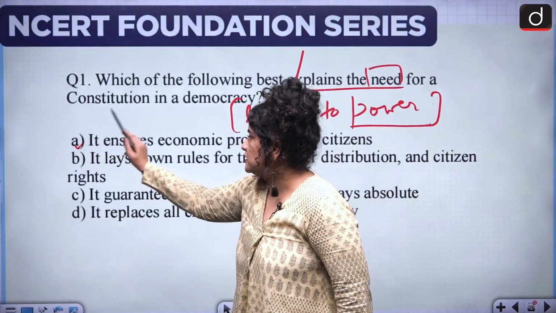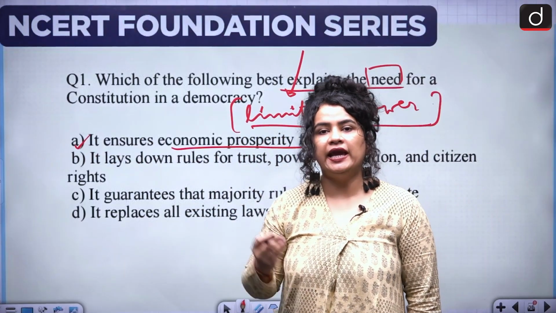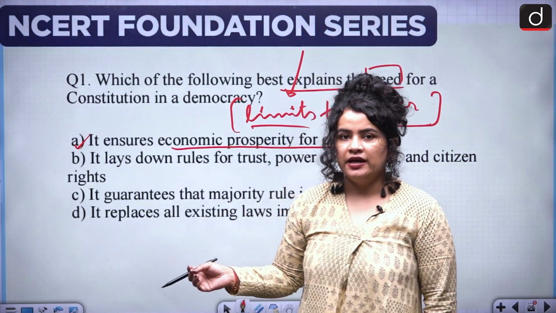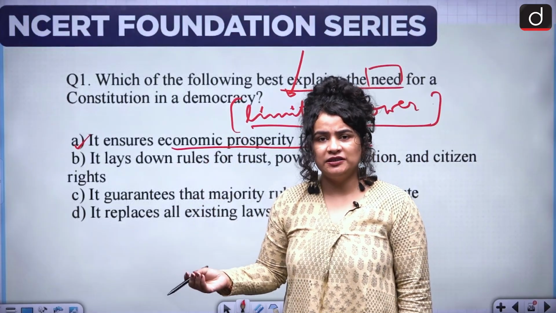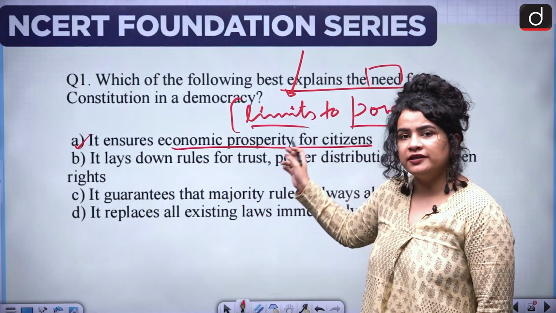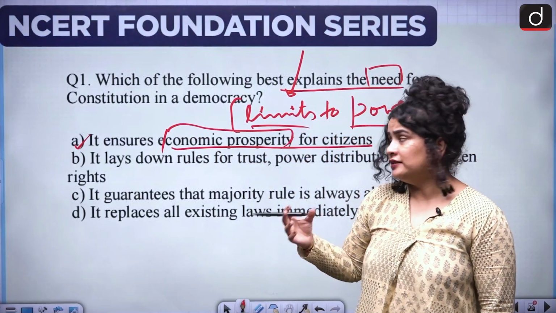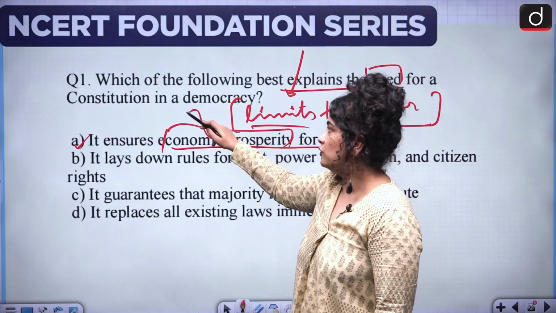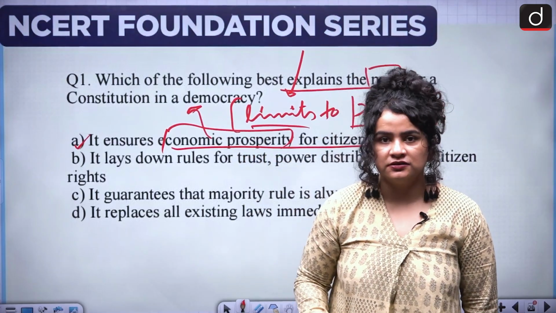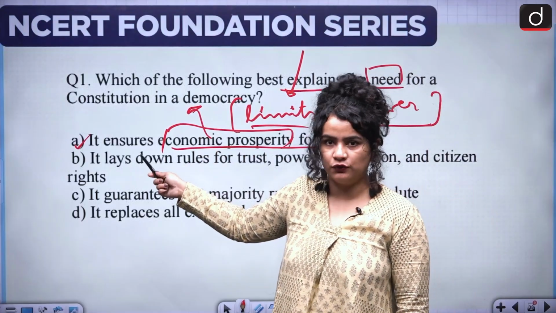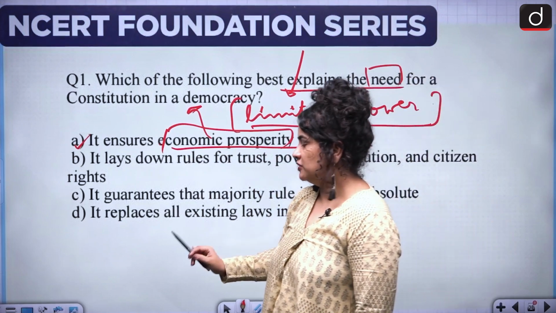Now, A option says it ensures economic prosperity for citizens. Constitution would definitely aim for economic prosperity for citizens, as you can see via your fundamental rights or your DPSPs, where certain aspirations are laid down, but it cannot guarantee economic prosperity. It ensures that this prosperity or economic justice of some sort is definitely an aspiration. It ensures that citizens can aspire for this, but it cannot ensure that every citizen is economically prosperous.